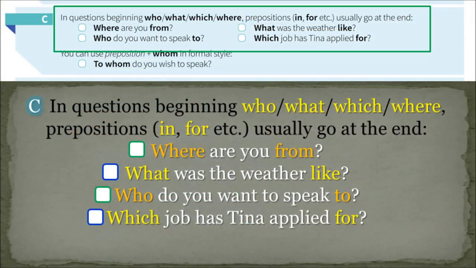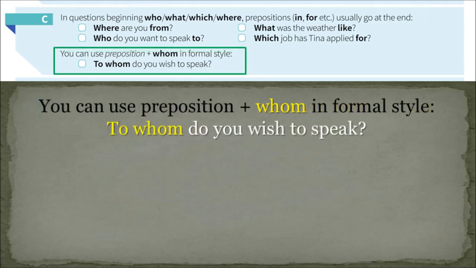C. In questions beginning who, what, which, where, prepositions in, for, etc. usually go at the end. Where are you from? What was the weather like? Who do you want to speak to? Which job has Tina applied for? You can use preposition plus whom. Informal style. To whom do you wish to speak?